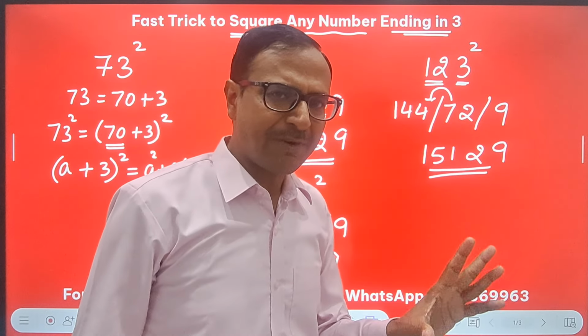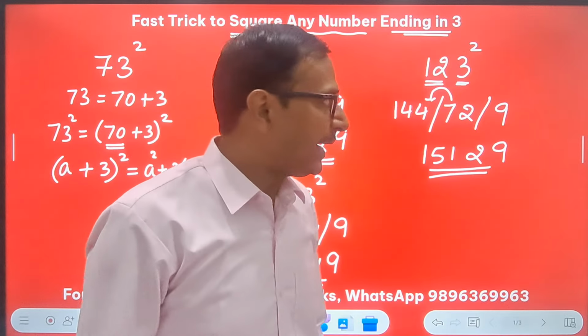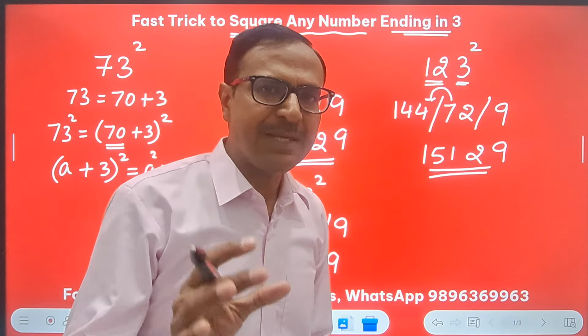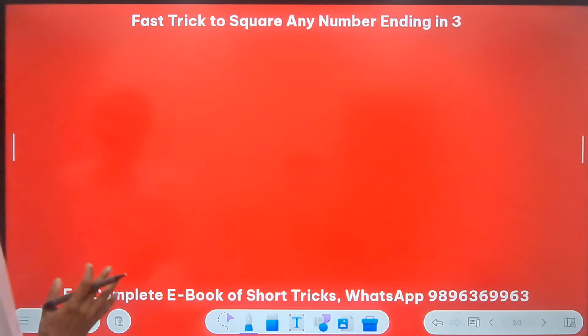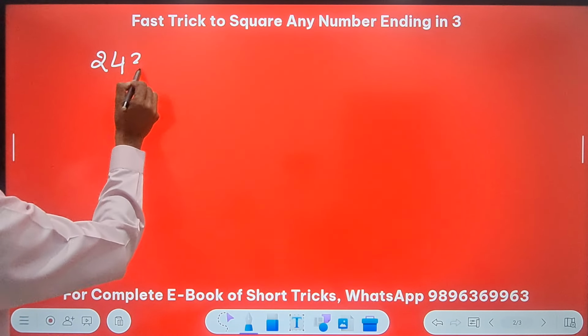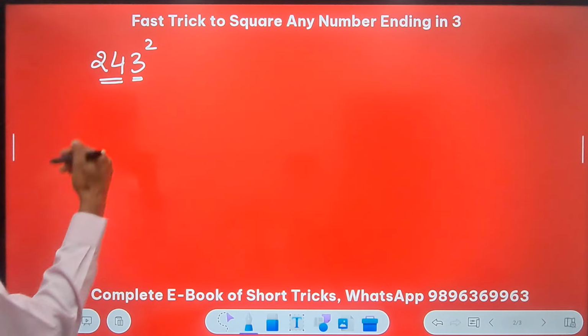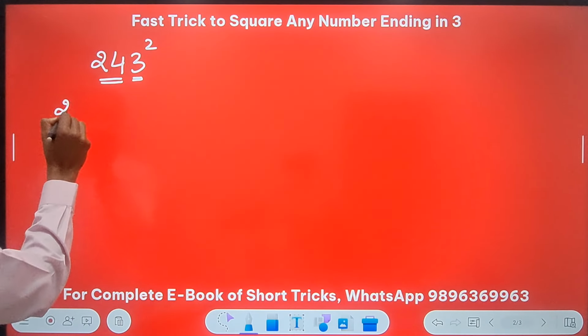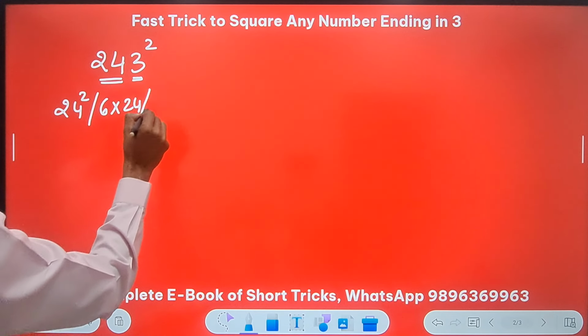Now, does it work every time, or do you need some special competencies to get to the correct answer? Let's see in subsequent examples. Let's expand the trick to some higher numbers like 243 square. Now a is 24 and b is 9 obviously. So I need a 24 square, I need a 6 times 24, and finally we need a 9.